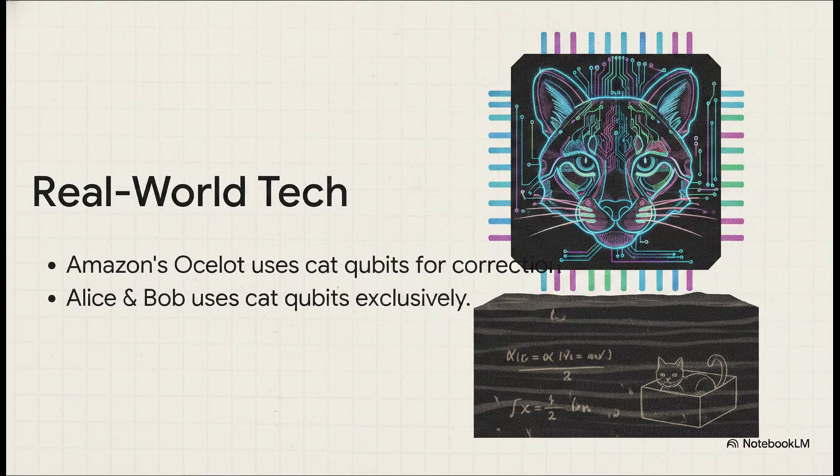Now, what's truly mind-blowing is that these theoretical codes aren't just theory anymore. They're powering real industry shifts right now. Amazon's 2025 Ocelot chip is utilizing these very cat qubits alongside traditional tech for error correction. Plus, there's an entirely new startup architecture called Alice and Bob that's utilizing cat qubits exclusively for computing. They are proving, beyond a shadow of a doubt, that Schrödinger's 1935 nightmare is officially the bedrock of modern tech.